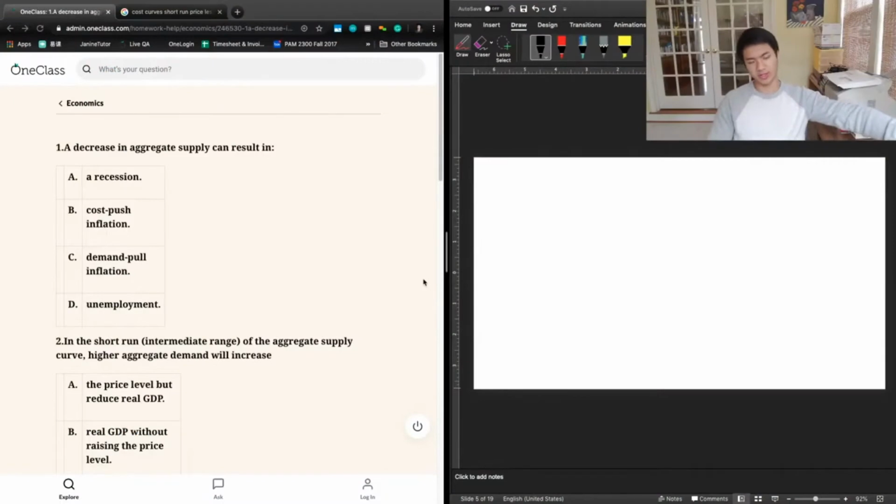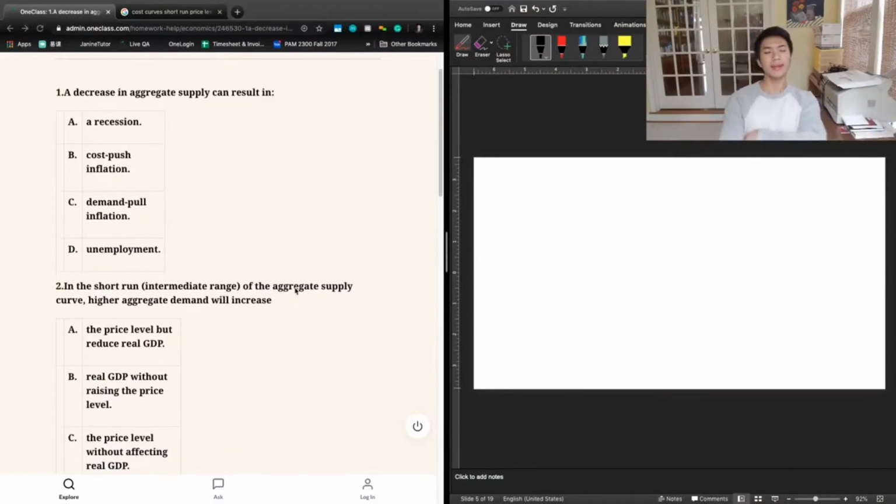Okay, so the next question says, a decrease in aggregate supply can result in which of the following? A, a recession. B, cost push inflation. C, demand pull inflation. Or D, unemployment. So let's take a look at our aggregate demand, aggregate supply curve graph.